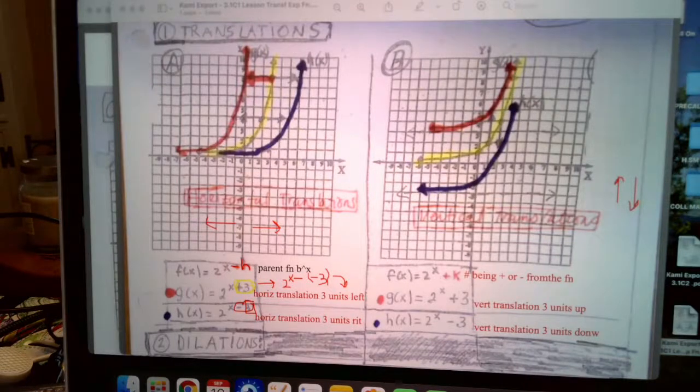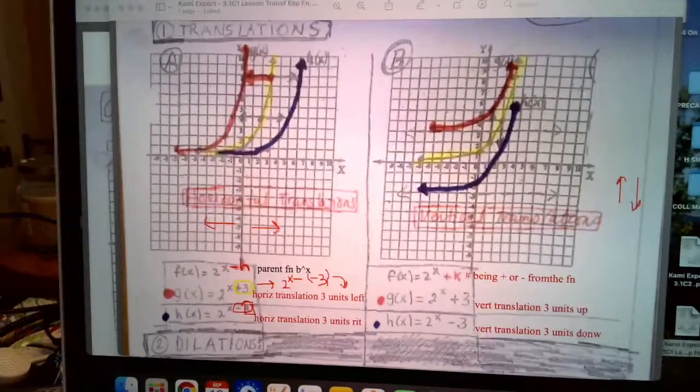Okay, in this video lesson, we're learning how to describe transformations of the exponential function. In the first example, we have an example of what translations will look like. There are two types, horizontal translations in part A and a vertical translation in part B. Horizontal translations will move left and right, versus vertical translations will move up and down.